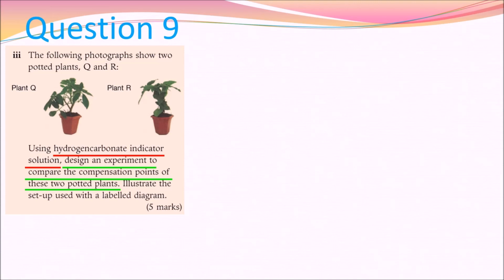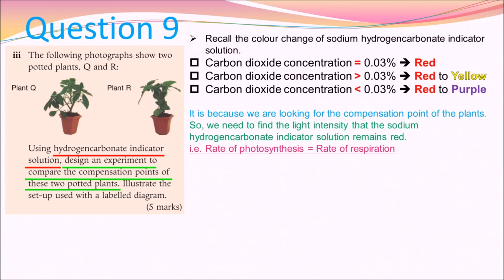Before we talk about the drawing, we talk about the basic design first. So we need to think about, what is the function of the hydrogen carbonate indicator solution? This indicator solution is used to determine the carbon dioxide concentration, and you will see the color change of the indicator once it is put in different carbon dioxide concentrations. Equal to 0.03% is red, higher than 0.03% is red to yellow, and lower than 0.03% is red to purple.